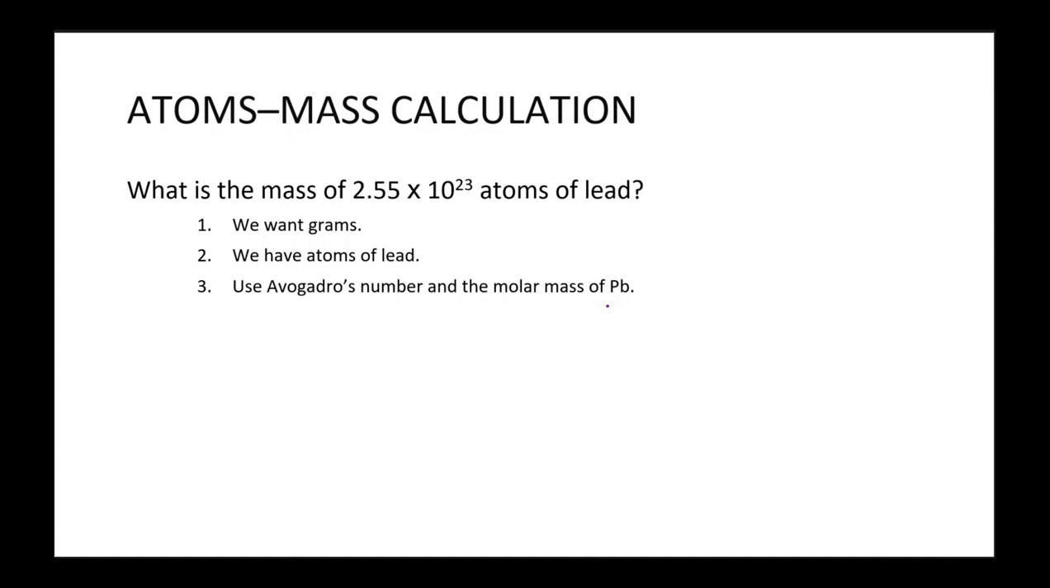This one wants to know what's the mass of 2.55 times 10 to the 23rd atoms of lead. I've got atoms, and we know if I have atoms, I can't go directly to grams. So this is going to take us 2 steps. How would you go about setting that up? Well, let's think about the pathway. Atoms, we need to go then to moles, and then moles to grams.